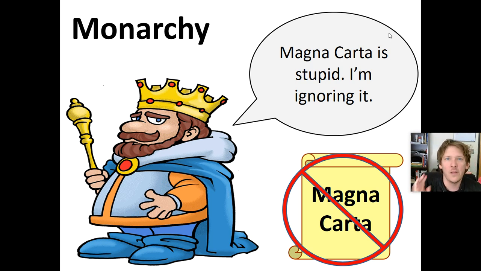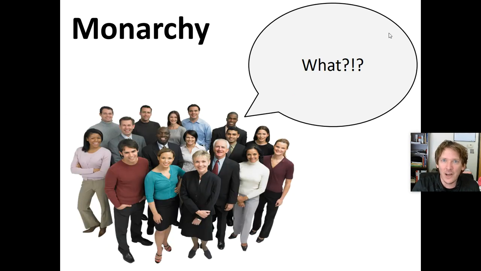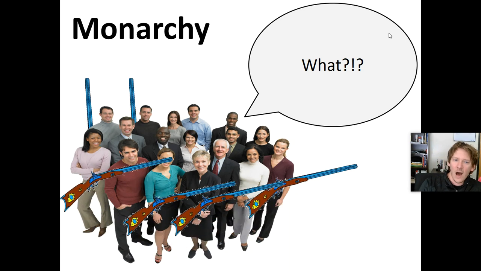The king starts ignoring the Magna Carta, and the people are like, what? You can't just ignore the Magna Carta. You can't just act like this document doesn't exist. Well, he is. And so they're like, what? And they take arms. And so England has this civil war. It goes back and forth. It's really confusing. Well, it's not super confusing, but it's much more confusing than the American Civil War. American Civil War is pretty straightforward.